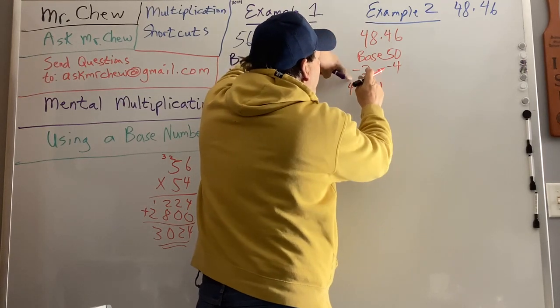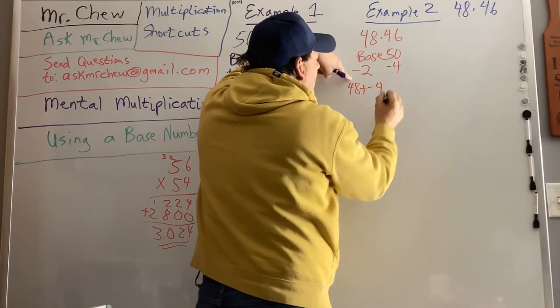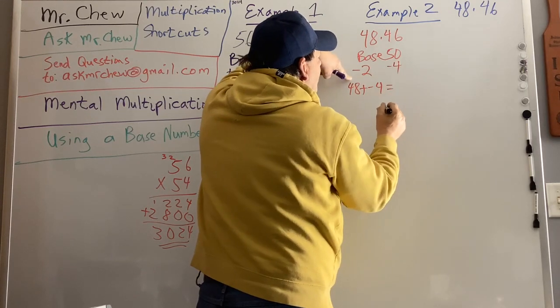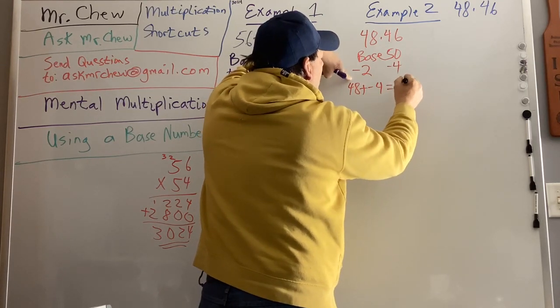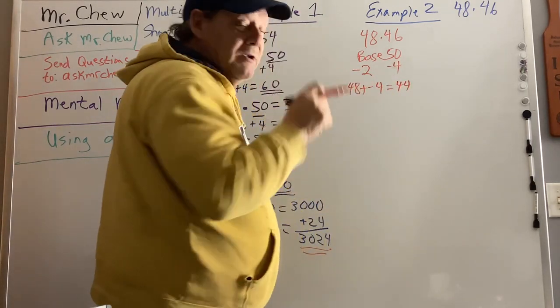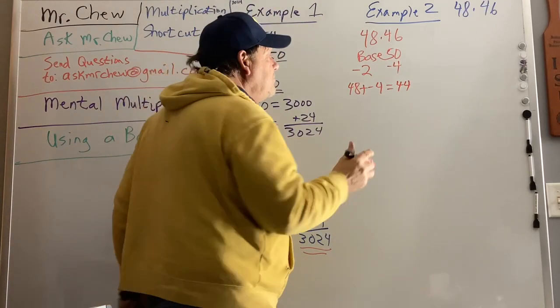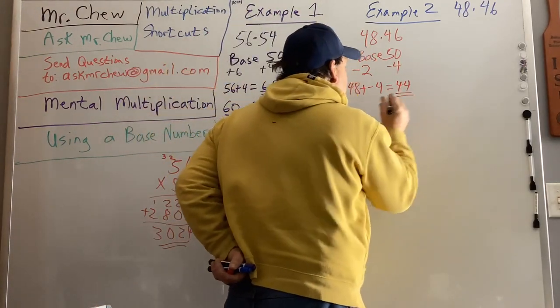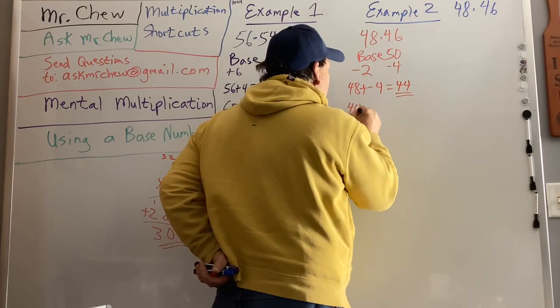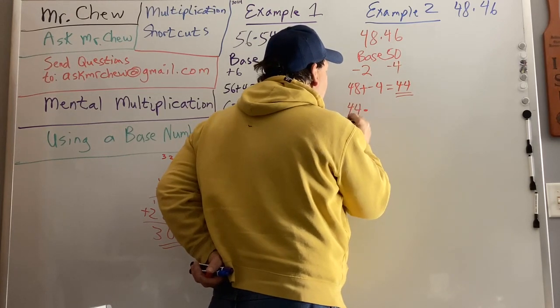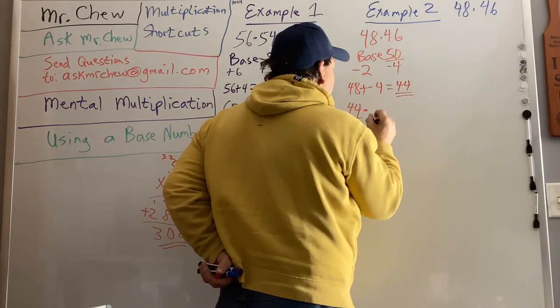Or you could have done -2 plus 46. And both of them are going to give you 44. So now to use the process in the shortcut, you take this number times the base.